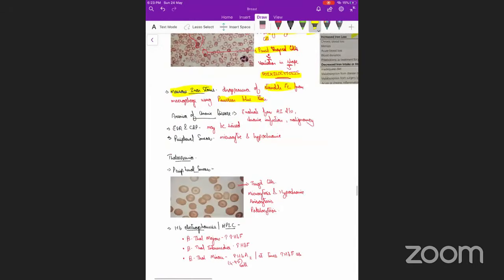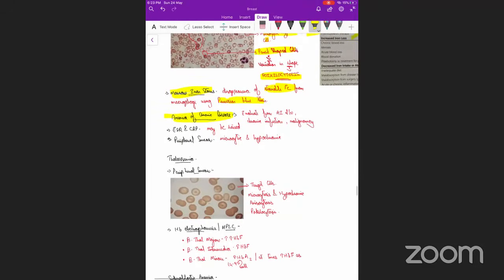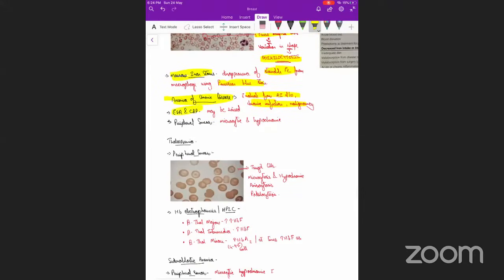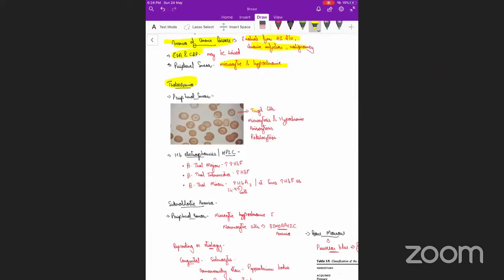Next is anemia of chronic disease. If anemia of chronic disease is there, it will become evident from the history itself. So evaluate for those diseases. ESR and CRP will be raised because of chronic inflammation. On peripheral smear, microcytic hypochromic picture will be there. If it is thalassemia, what does the peripheral smear show? Target cells, microcytic and hypochromic picture, anisocytosis and poikilocytosis will be there.